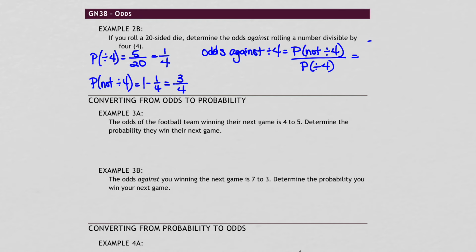So we put not on top, that's the 3/4, and divisible by 4 probability on the bottom. So that's going to be 3/4 times 4 over 1, which is 3 over 1. So the odds against rolling a number divisible by 4 is 3 to 1.